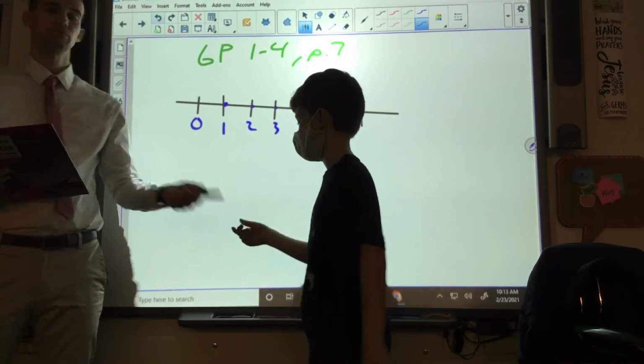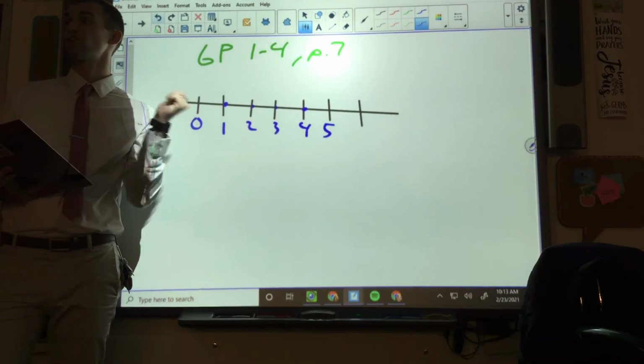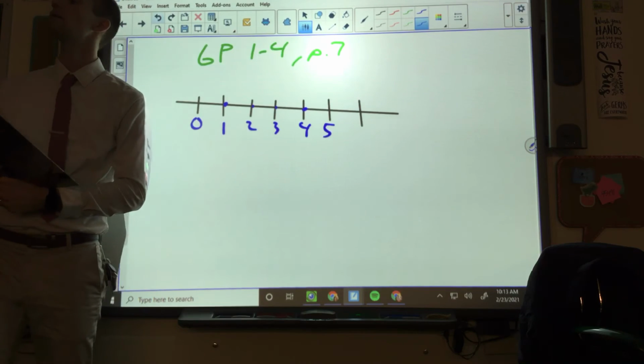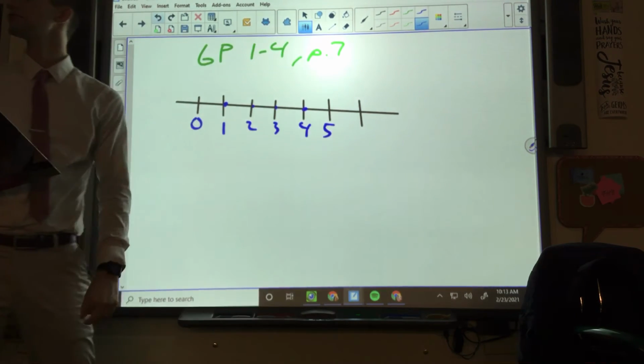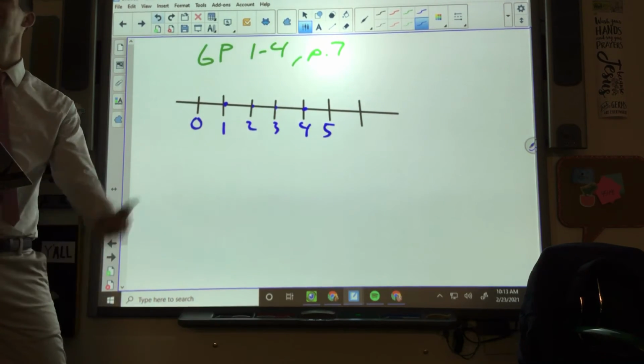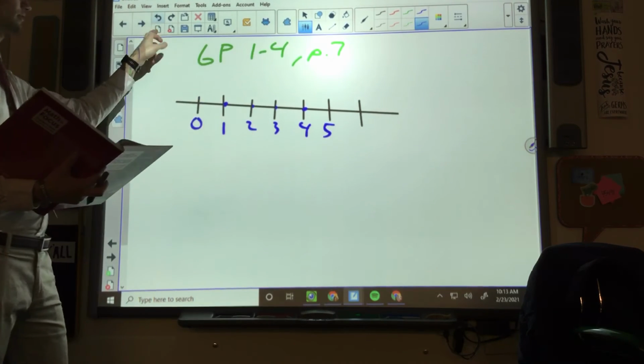Okay. Do they include 0? No, because 0 is not a positive whole number. And 5 is not included because it's less than 5. It said less than 5. 5 is actually 5 itself.